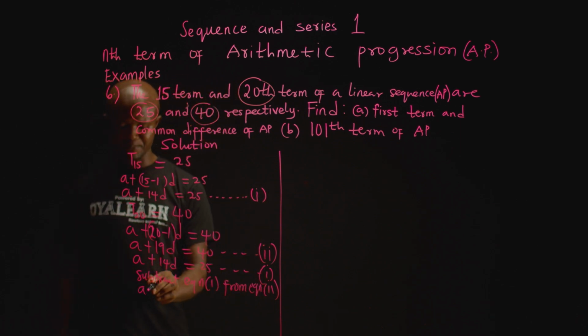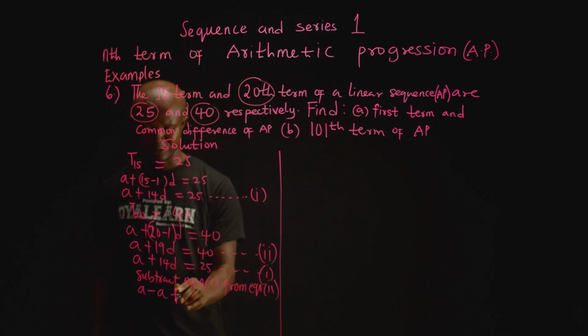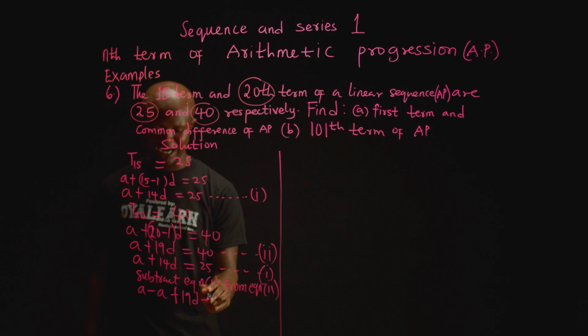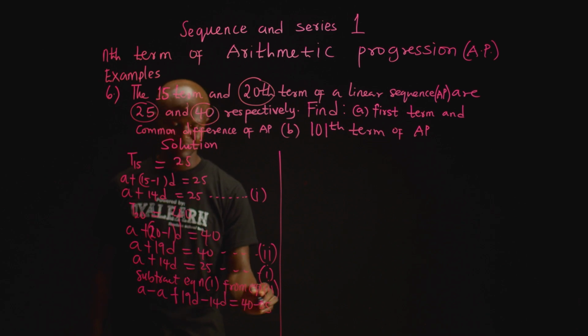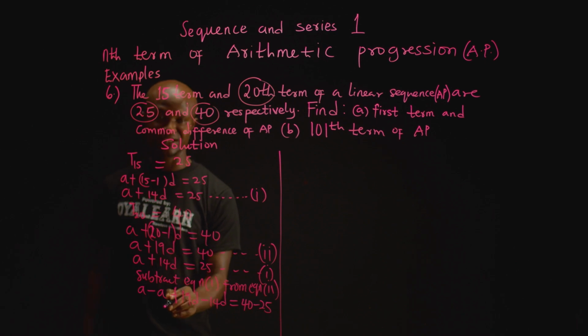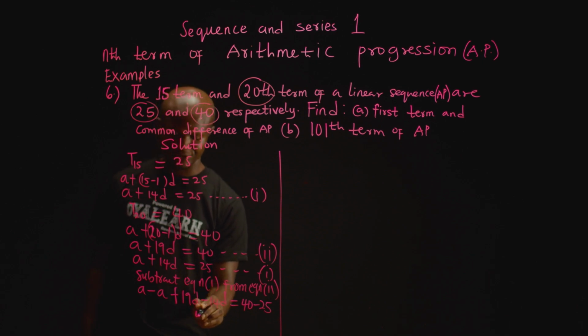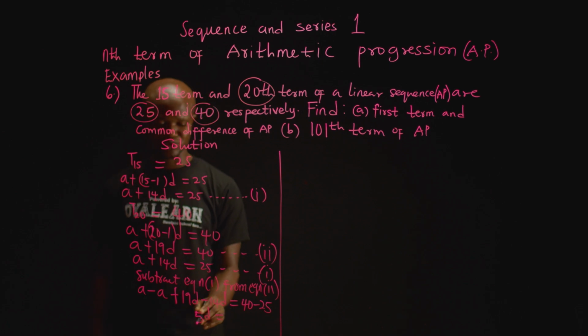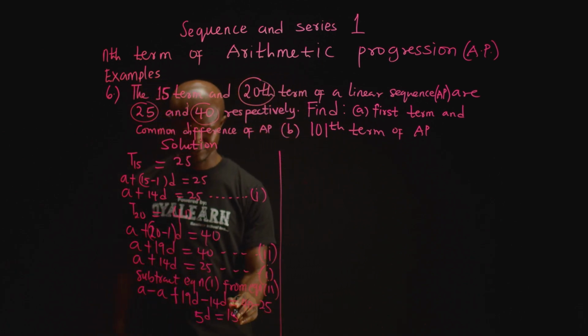So we have A minus A, then 19D minus 14D equals the right hand side, 40 minus 25. A minus A is 0, so we don't need to write that. 19D minus 14D, we have 5D. So 5D equals 40 minus 25, that will give us 15.